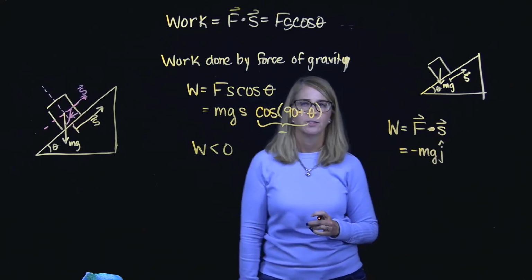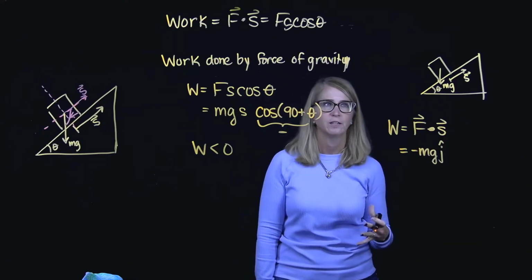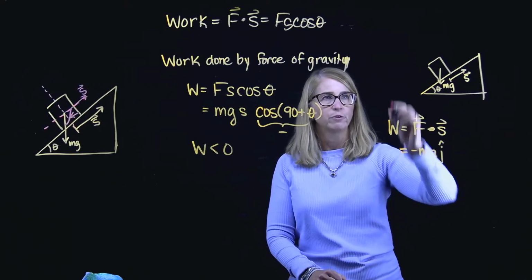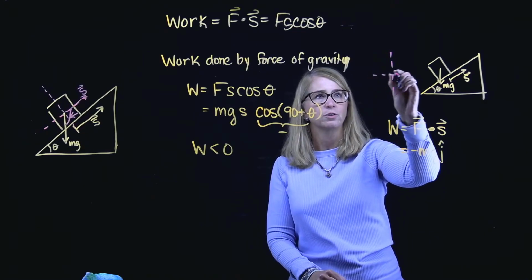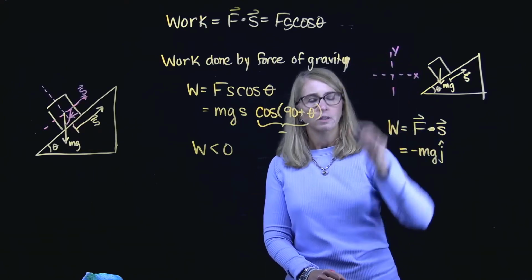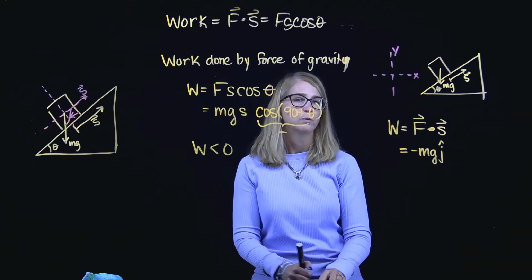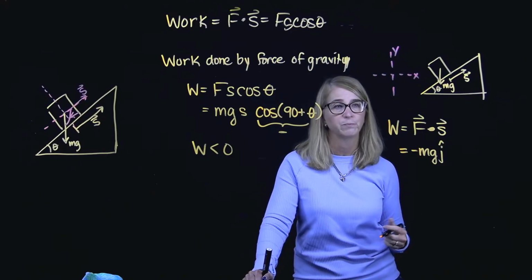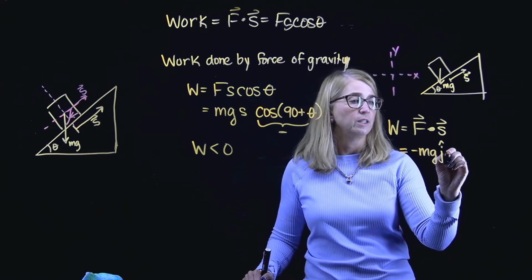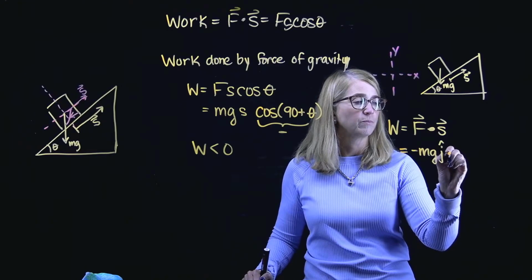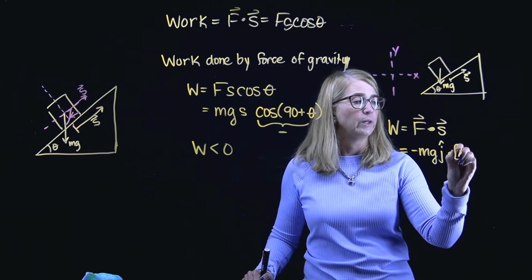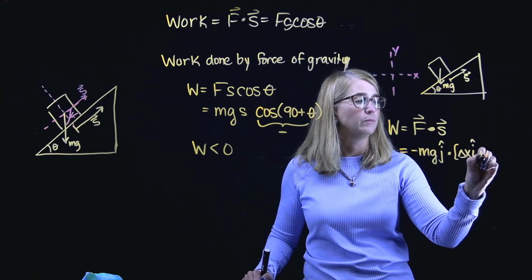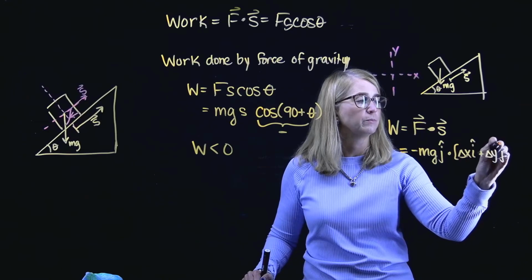Now, gravity acts downward, and for now I'm going to use a more traditional setup for the axes, because this can also work without an inclined plane, so that my force, which is the force of gravity, is in the negative y direction. Now the displacement in this case would have an x component and a y component.